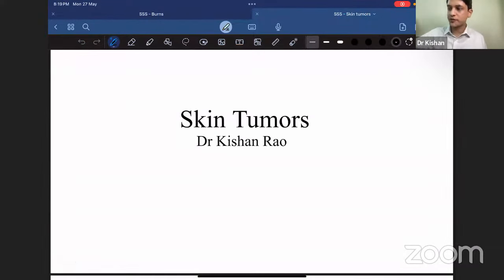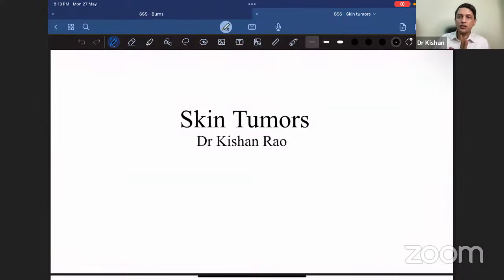Skin tumors. Burns and shock for final year students are 10 markers. These 2 topics, burns and shock. In shock, that's usually hypovolemic or septic shock. These 2 are most probable 10 markers, I'm telling you.